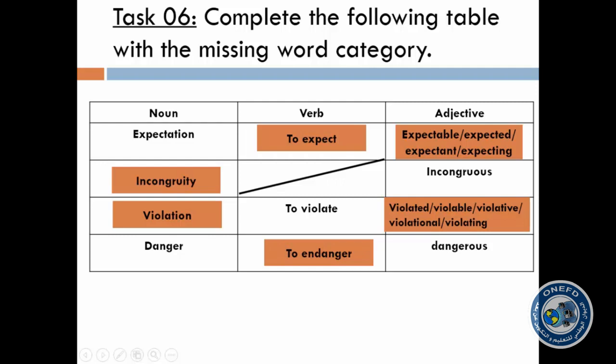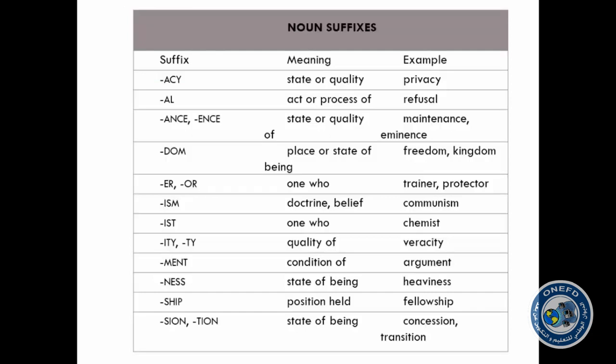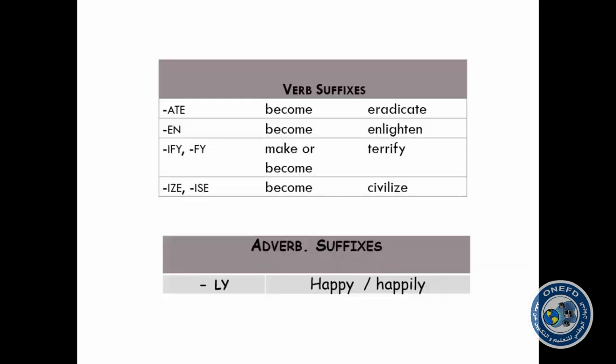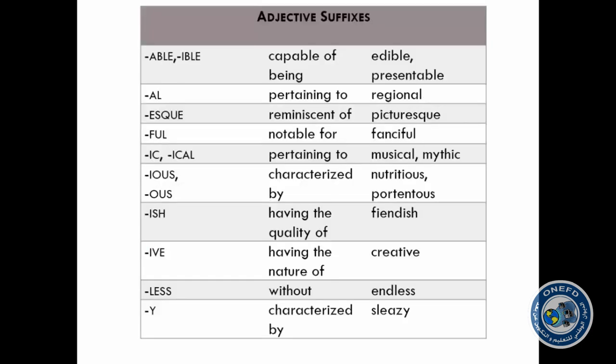So let's take a look. We took the liberty to provide you with some lists of suffixes. The first list is noun forming suffixes. The second list is verb forming suffixes. The third list is adverb forming suffixes. The last list is adjective forming suffixes. Feel free to pause the video in order to take notes.